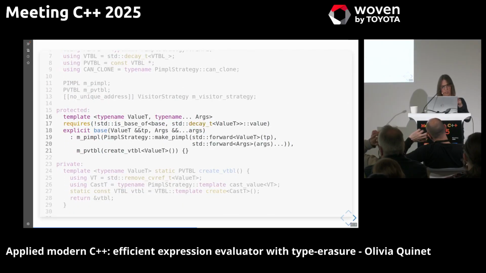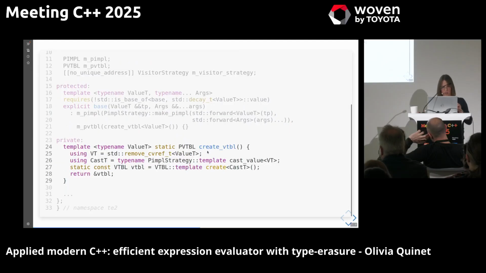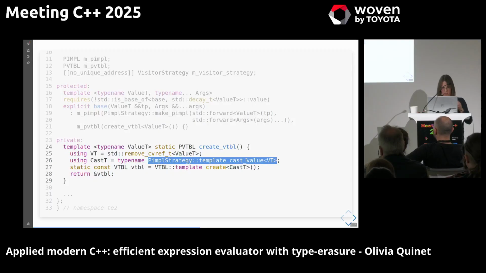That's the constructor. So everything is passed to the pimple strategy to create a pimple and also to create the VTBL. It takes the type of the value you are going to deal with. And one of the important parts inside the pimple strategy is a template structure called cast value, whose sole role is to take the pimple and obtain a reference to your object. And that's how the link is done.